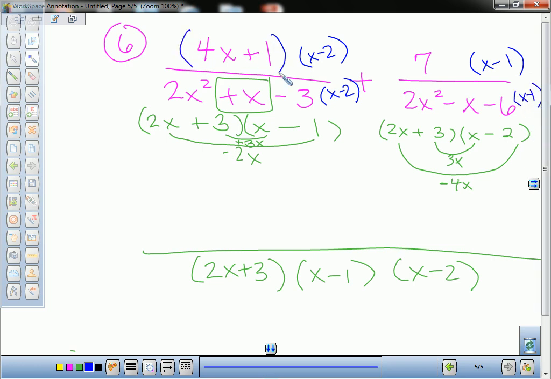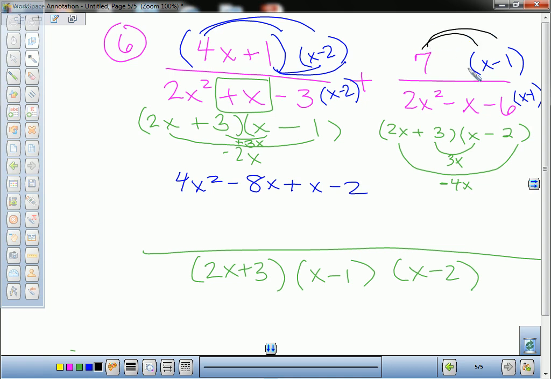Okay. This goes from good to ugly very fast. Not difficult, but ugly. I agree. That's a really good way to describe it. All right, so we're going to distribute here. So we get 4x squared minus 8x. And then we distribute here. So we get plus x minus 2. Now we're going to distribute over here. And this is a positive 7, right? So I don't have to change any signs. So I get plus 7x minus 7.